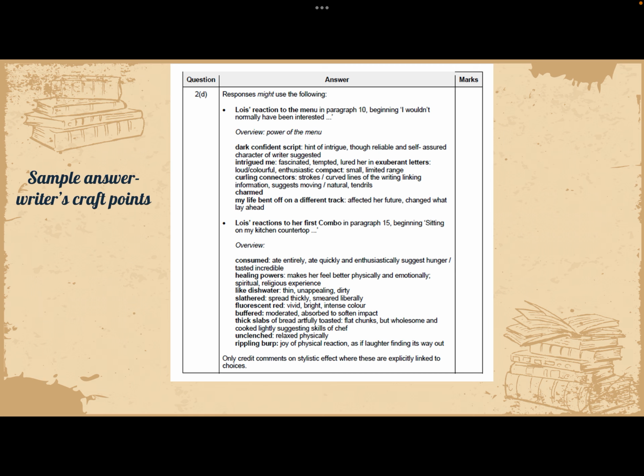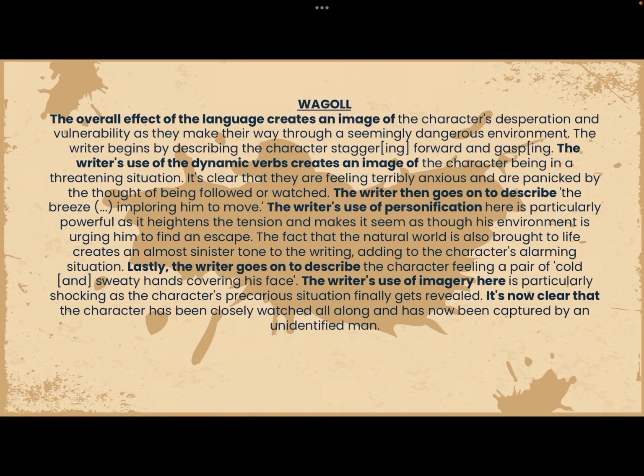And in the second paragraph, you can see that the overview is given as well and some points given. Okay, so now the sample answer they can write. So the overall effect of the language creates an image of the character's desperation and vulnerability. Okay, so you can see the overall effect of the language being used there. That word's used. Then the writer's use of the dynamic words. These are connectors or connectives. You can use transition words as well if you like.